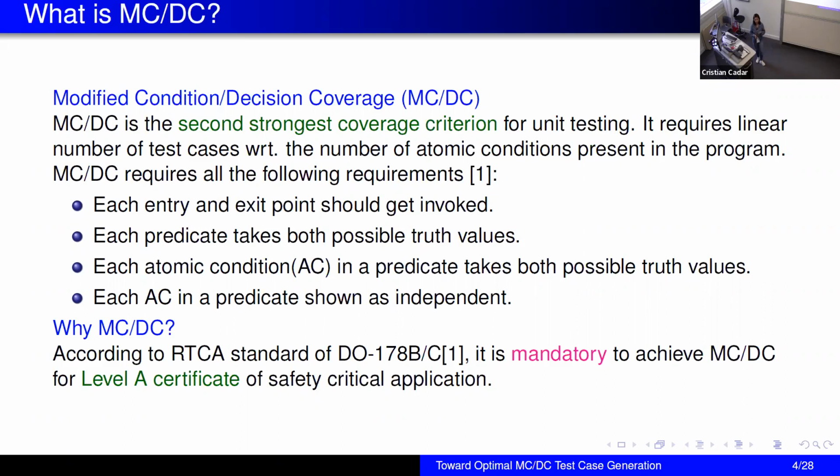Here, independent means that to show a condition as independent, we have to flip the value of that particular condition while keeping all other values as they are, and if by flipping that value the result of the predicate changes, then we can say that the condition is independently affecting the predicate. Now, why MCDC? According to RTCA DO-178B and C, it is mandatory to achieve MCDC to obtain a level A certificate for safety critical systems.